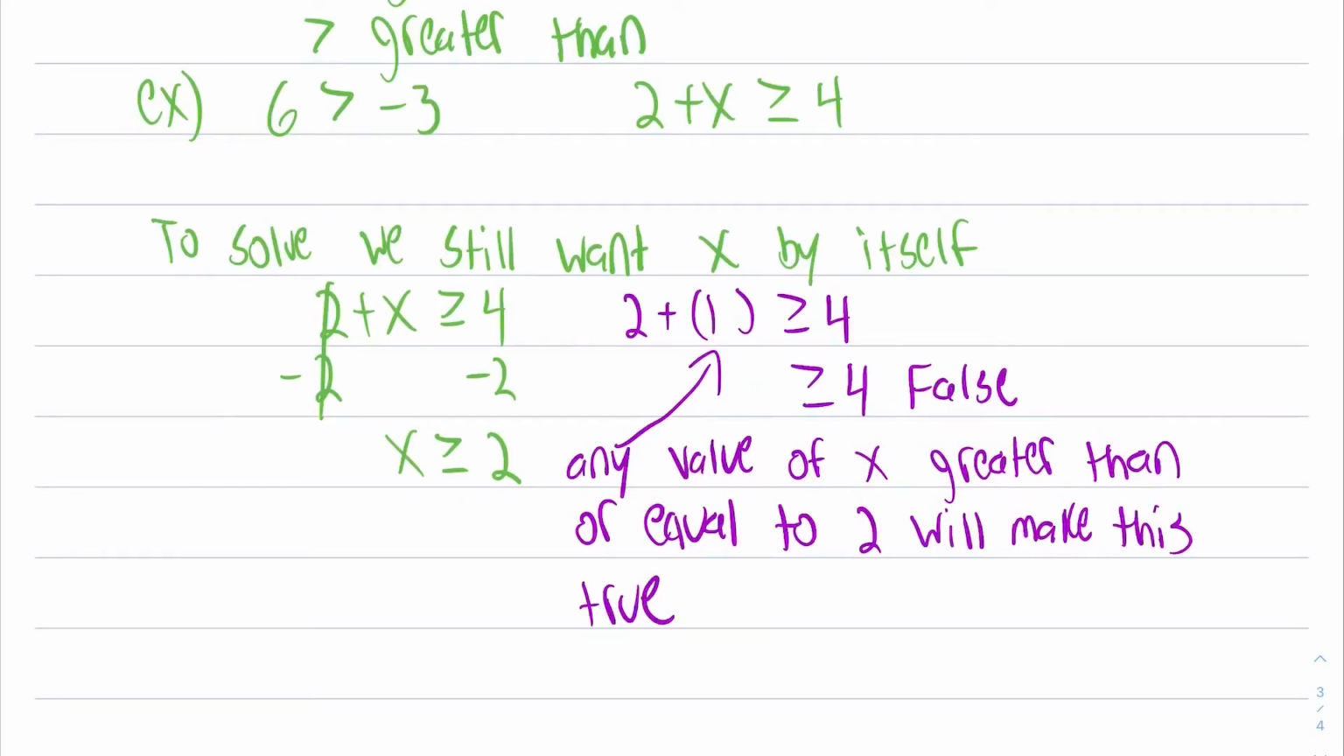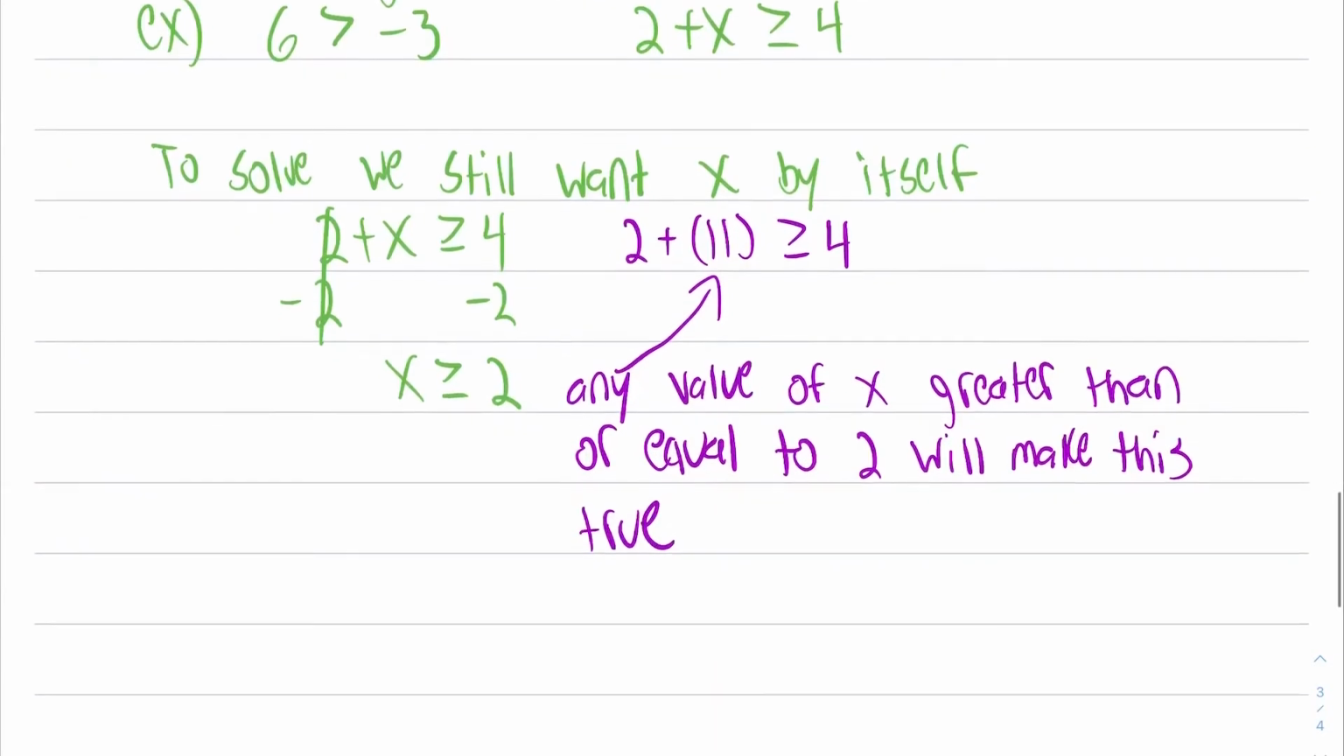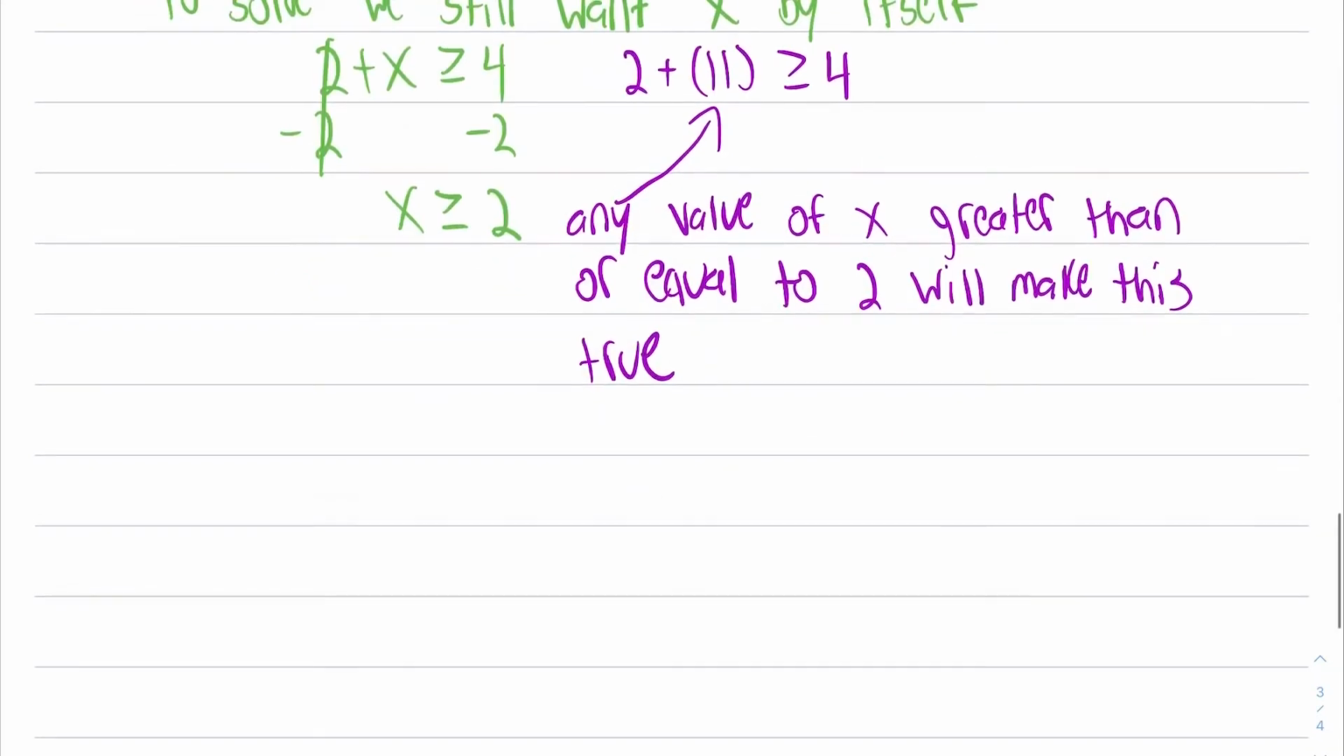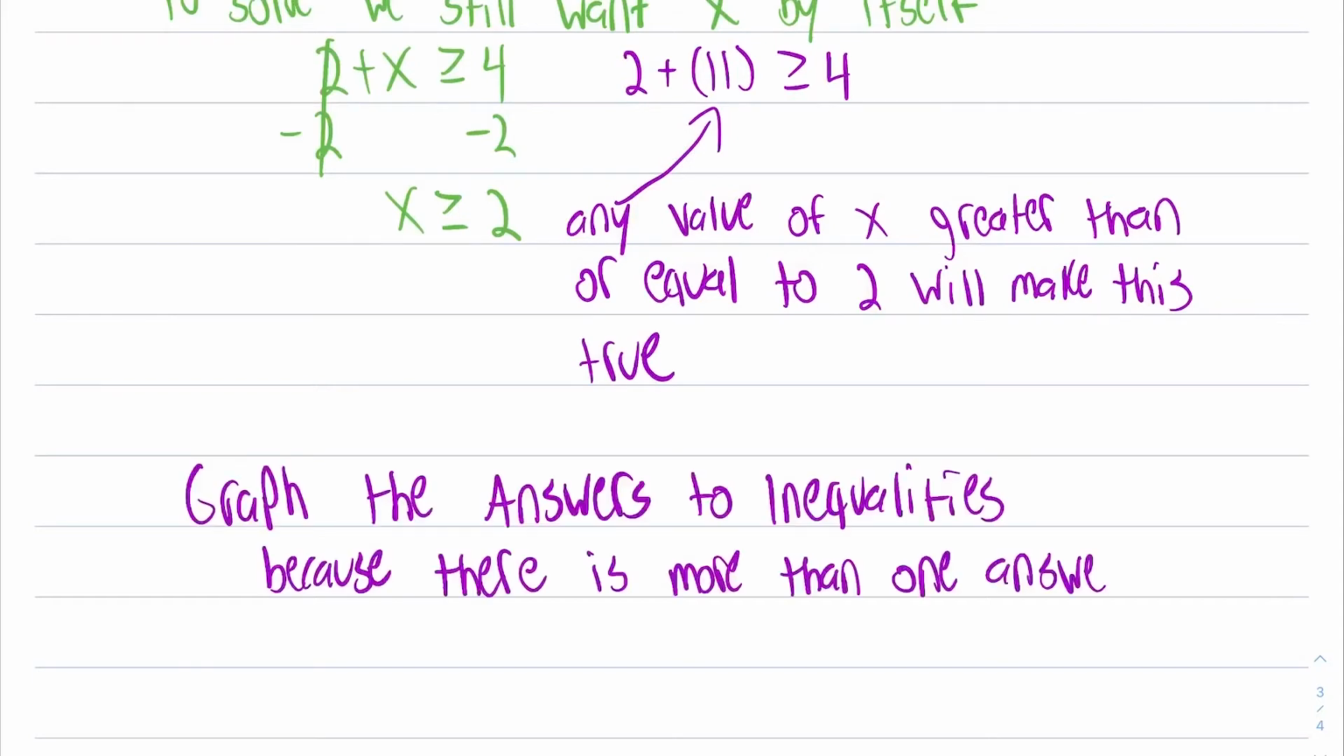But if we put 11, then that would make the inequality equal to 13. 13 is greater than or equal to 4, so that would make a true statement. And that's how you plug these in. The only thing on top of that you need to do is, since x can be anything that's greater than 2, it's not just a single answer. Since there is more than one answer for this question, we need to make a graph for the answer.